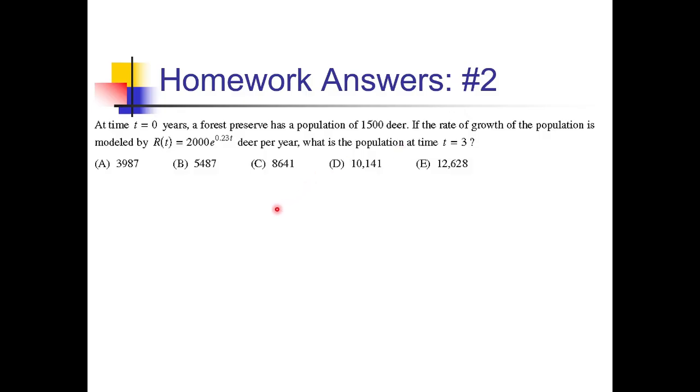So I'm going to let P represent the population, and I'm going to say that P of 3 is going to be equal to P of 0, which is 1,500, plus the integral from 0 to 3 of that rate of change, R of t dt. This is the deer at year 0 plus the total change in deer from years 0 to 3. So let me go to my calculator for this.